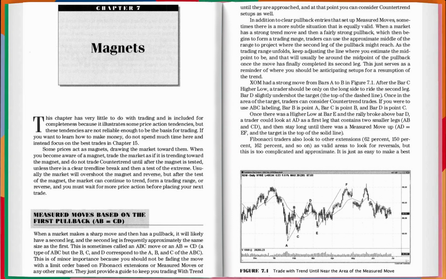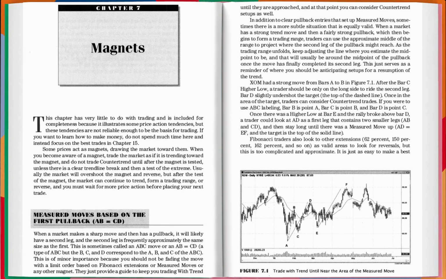Some prices act as magnets, drawing the market toward them. When you become aware of a magnet, trade the market as if it is trending toward the magnet, and do not trade countertrend until after the magnet is tested, unless there is a clear trendline break and then a test of the extreme. Usually the market will overshoot the magnet and reverse, but after the test of the magnet, the market can continue to trend, form a trading range or reverse, and you must wait for more price action before placing your next trade.